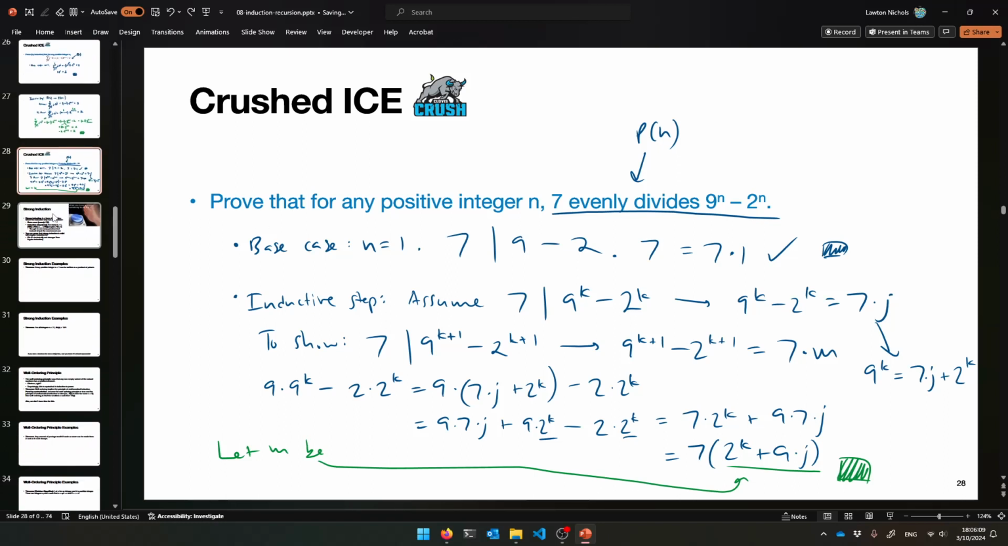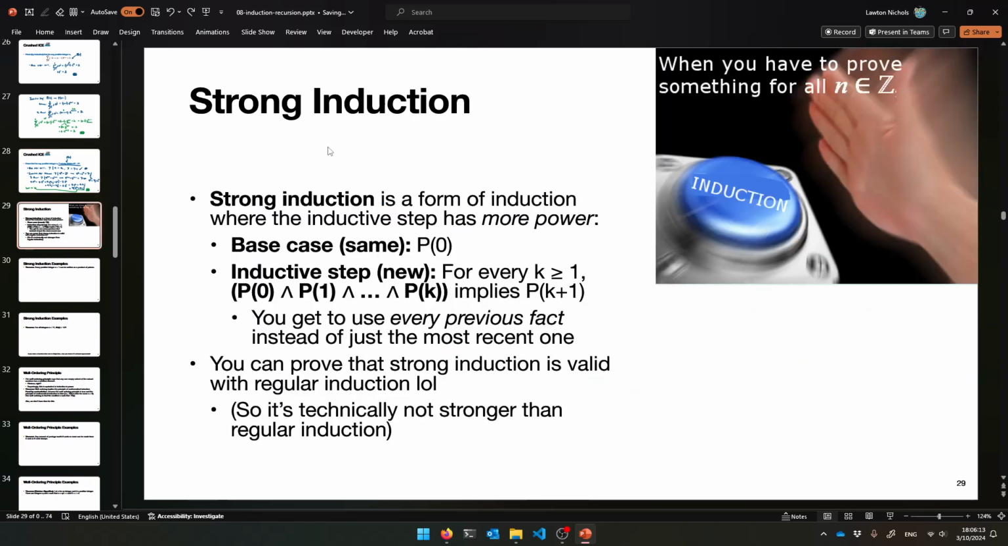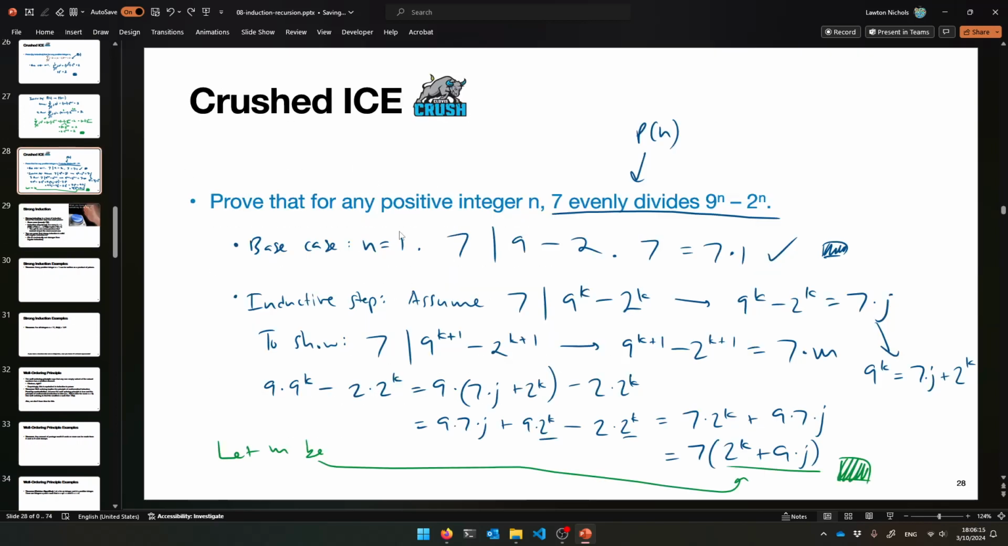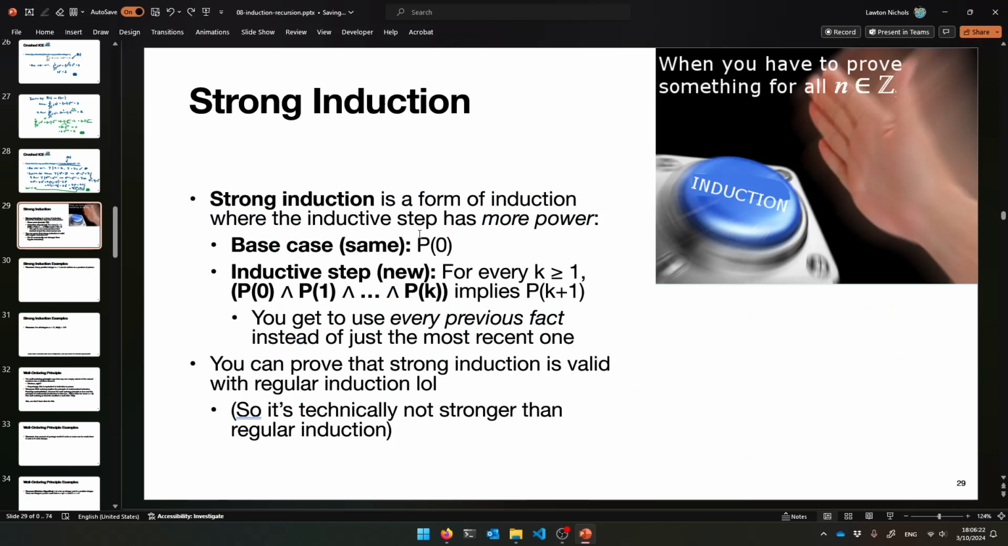Let's talk about a different flavor of induction. It's called strong induction. Sometimes your inductive hypothesis is not enough, like assuming P of k is not enough to prove P of k plus 1. So strong induction gets you there in a different way. It's a kind of induction where the inductive step has more power, I guess. It's stronger.